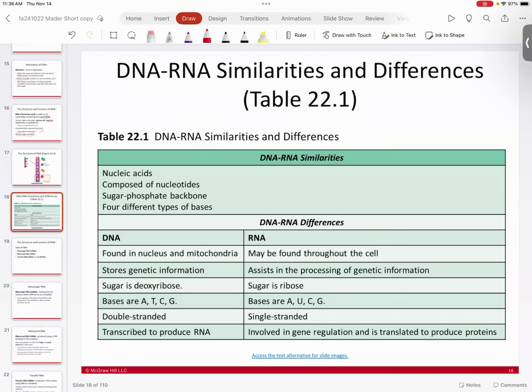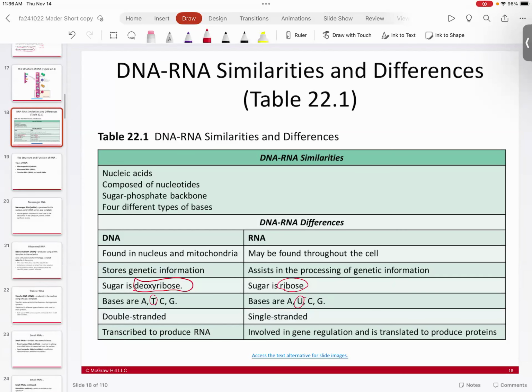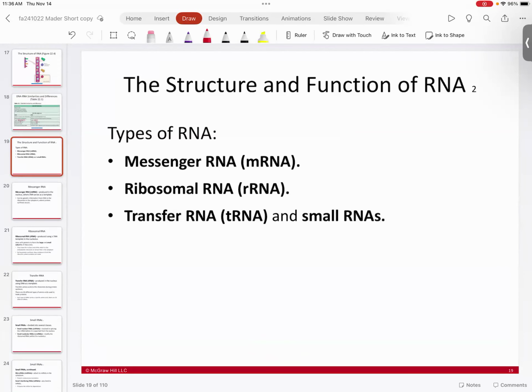So this is a table of some of the differences between DNA and RNA. For instance, the sugar is uniquely different: deoxyribose relative to ribose for the RNA. The bases are different. You have uracil instead of thymine. They're double-stranded in DNA, single-stranded in RNA, and so forth. So this is a good table just to give you an idea of the difference between the 2 different nucleic acids.